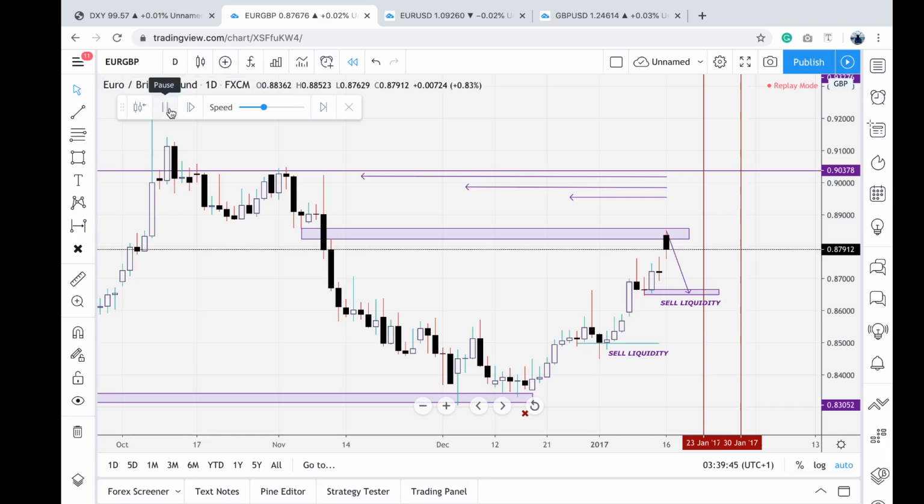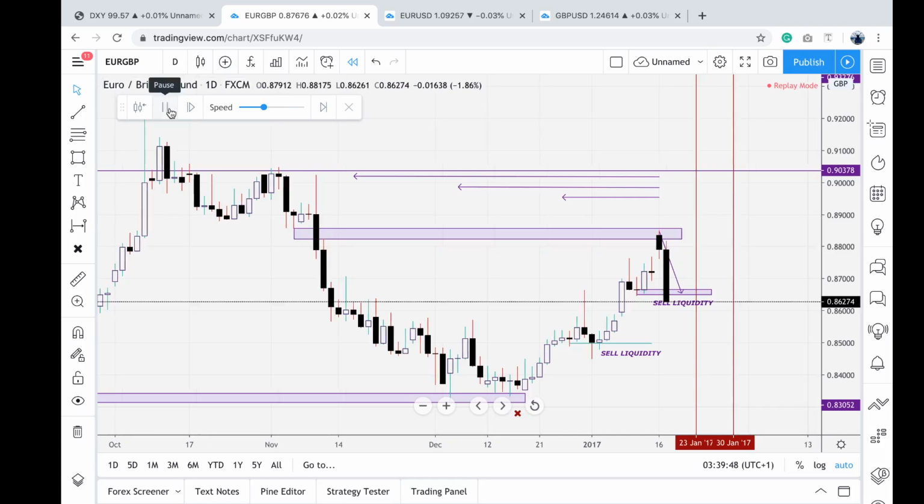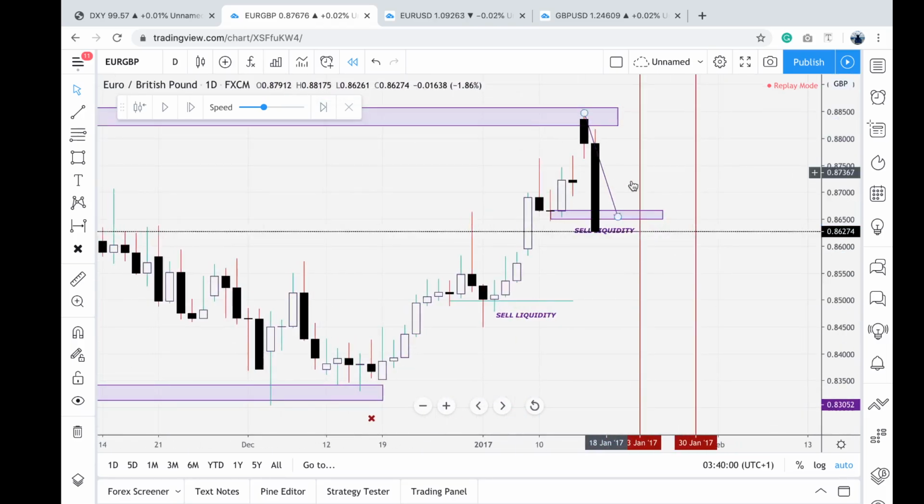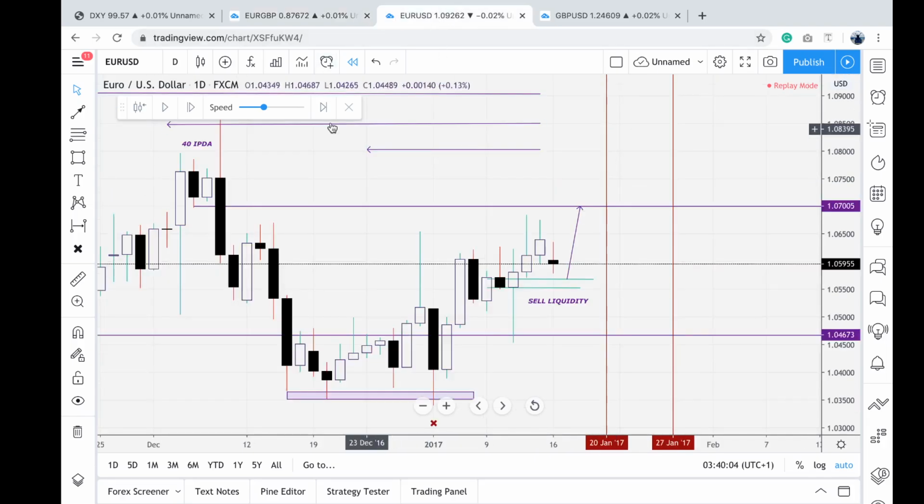So we've taken positions around that level, and our target is met on Euro Pound. If we're taking trades off this level, that would have been a very, very good trade. And Euro US dollar, looking for higher prices.